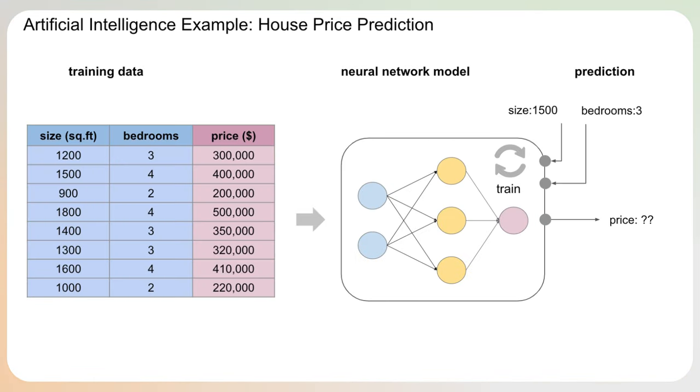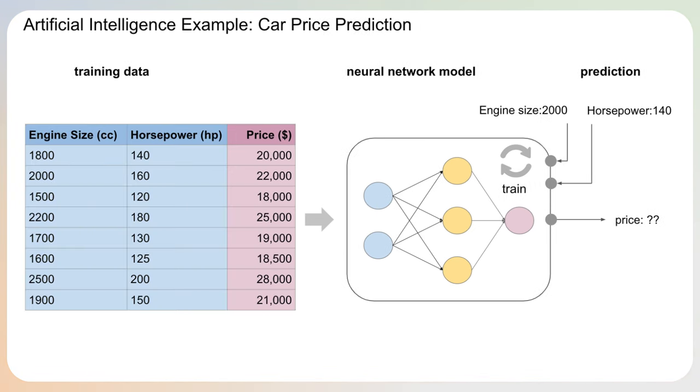Let's start with a practical example, predicting house prices. We have a data set containing the size of a house in square feet, the number of bedrooms, and the corresponding price. By training a neural network model on this data, we aim to predict the house price based on its size and number of bedrooms. This example will help you understand the entire process from data preprocessing to model training and prediction.